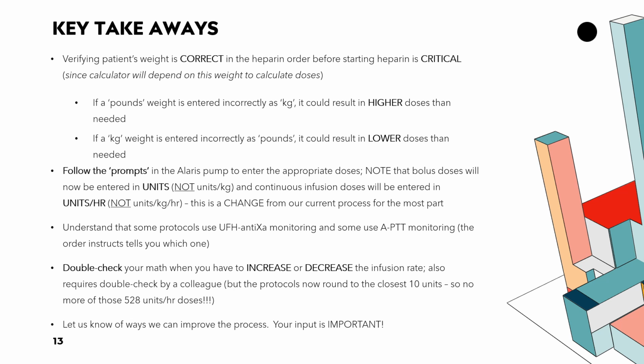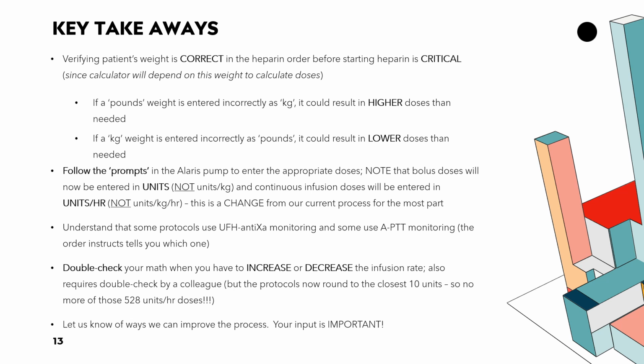Third, understand that some protocols will use the UFH anti-10A monitoring and some will use APTT monitoring. The orders instruct you which one you will be ordering and which one you'll be using. And last, double check your math when you have to increase or decrease the infusion rate. If you have to add 250 units per hour, as we did in this case, double check that math. If you have to subtract or lower the infusion rate, double check that.